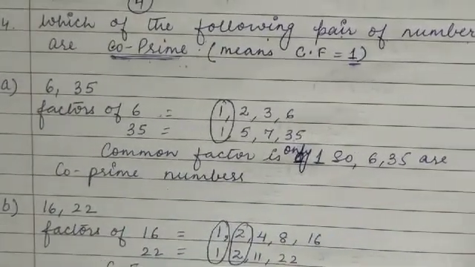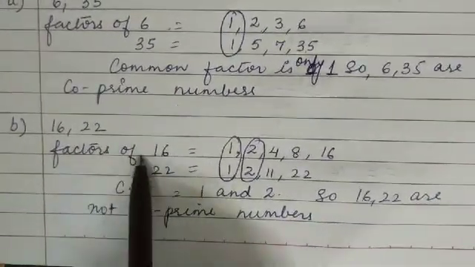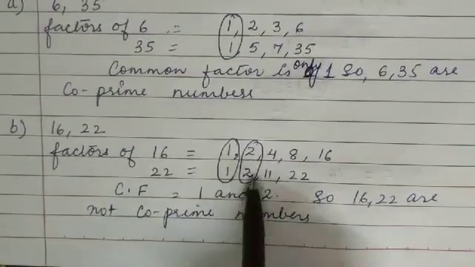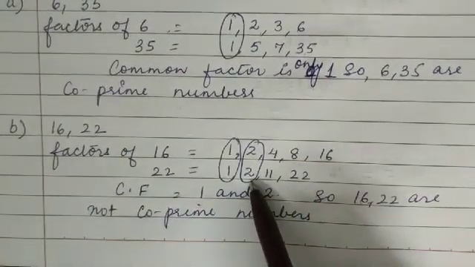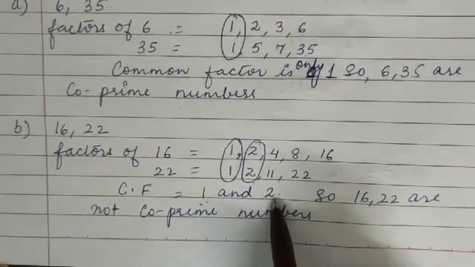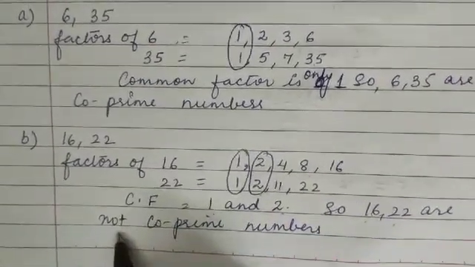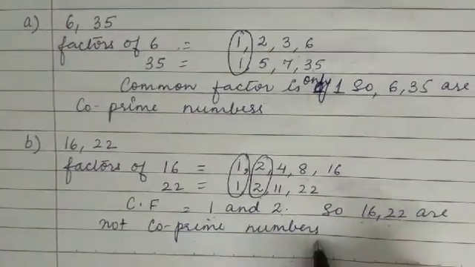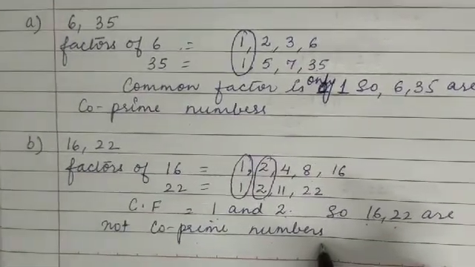Simple question. Now 16 and 22. Factors of 16 are these. Factors of 22. Now the common factors are 1 and 2. We don't have only one common factor here; we have 1 and 2 also. So 16 and 22 are not co-prime numbers because they have a common factor other than 1 also.